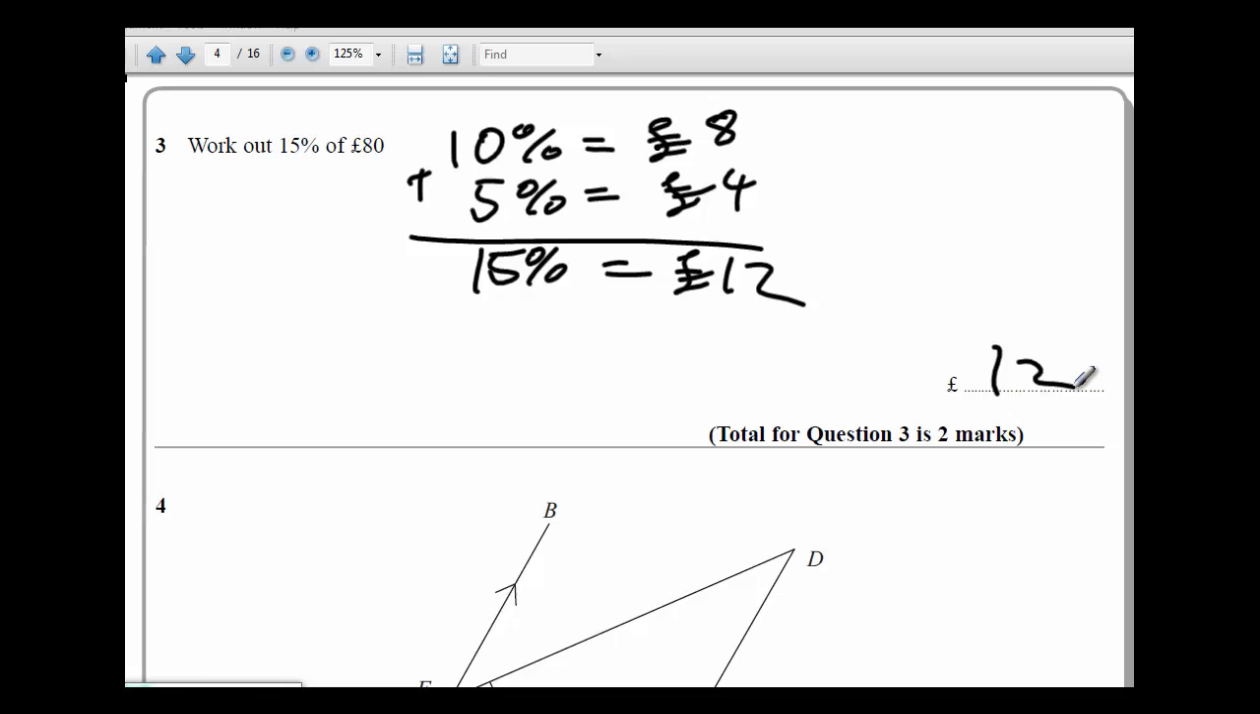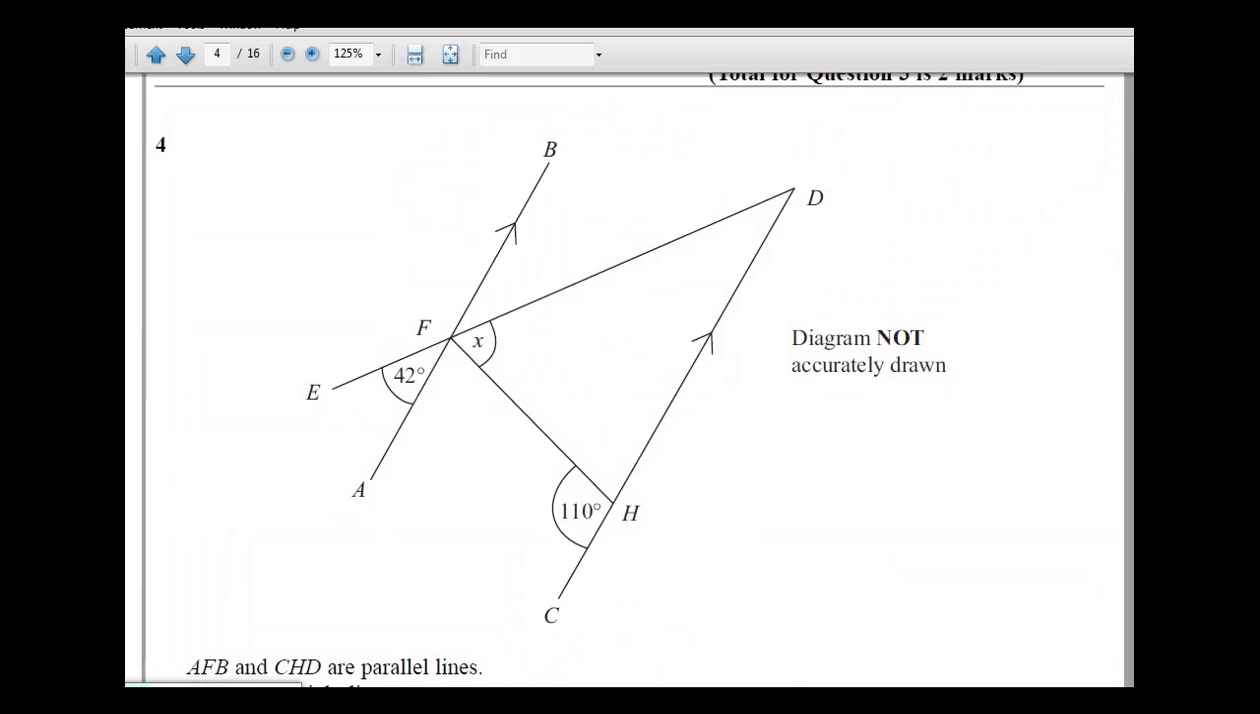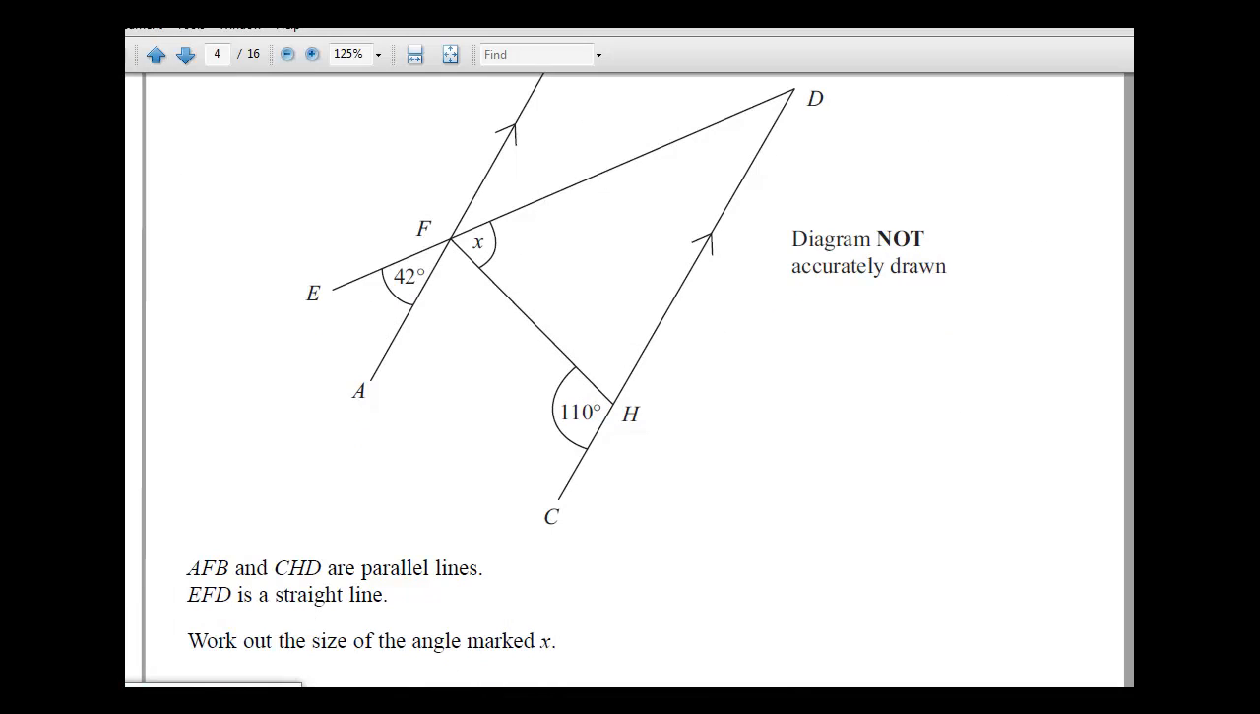Next, I want to find what angle marked X is. I know that AFB and CHD are parallel, so I can use these facts. So, first of all, if this is 110 degrees here, I know that this must be 70 degrees, because angles in a straight line make 180. So if that's 70, I know this one here must be 70 as well, by alternate angles.